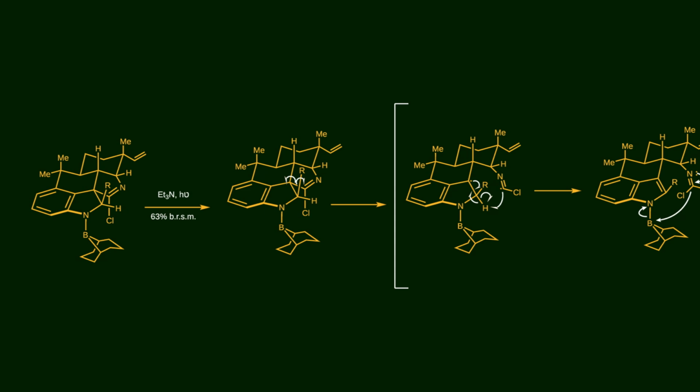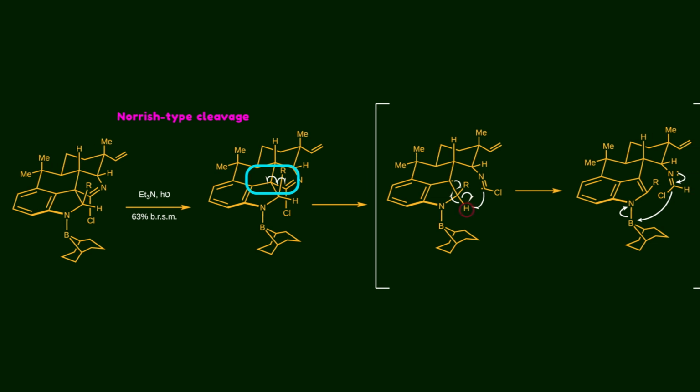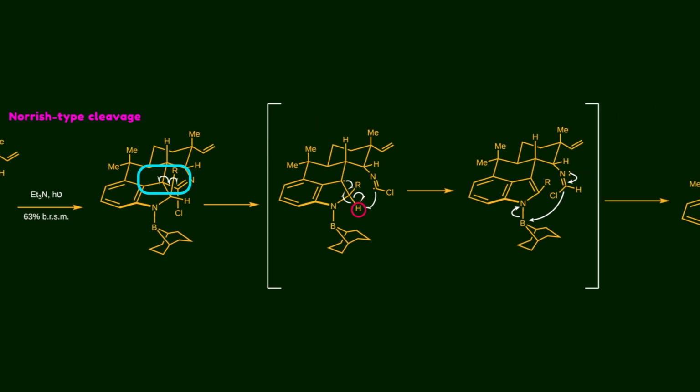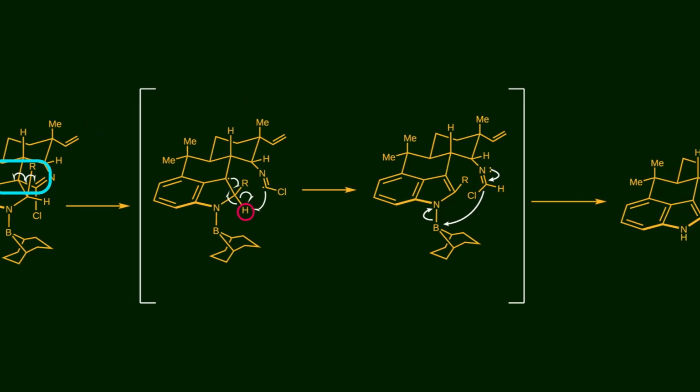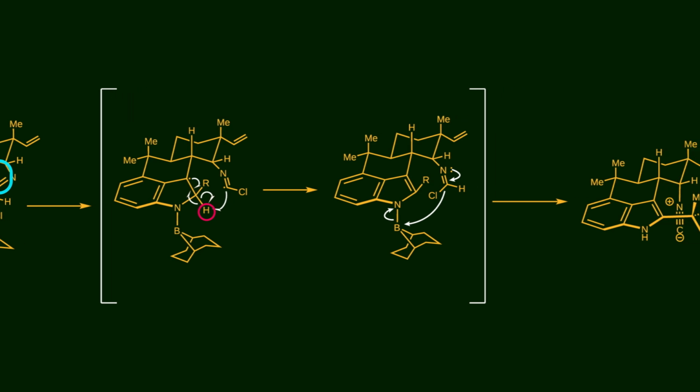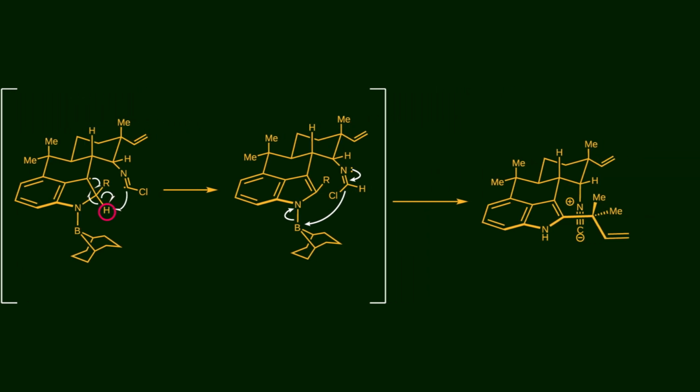Irradiation of this intermediate leads to the Norrish type cleavage of the chloroimidate and initiates a complicated cascade of radical reactions, which affords the ambiguine. After cleavage of the chloroimidate, this carbon-hydrogen bond undergoes homolytic cleavage to produce the indole skeleton. After that, the lone pair of the nitrogen moves to the double bond, and the C-Cl bond attacks the boron atom to liberate the 9-BBN from the molecule and produce the final product.